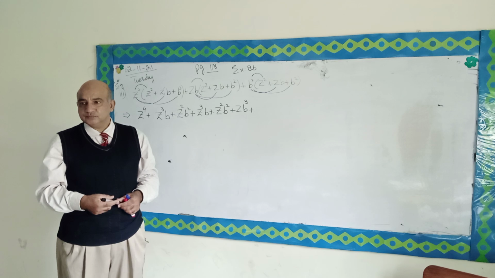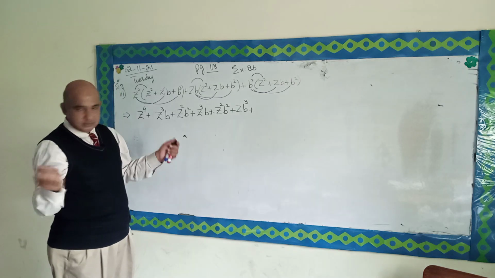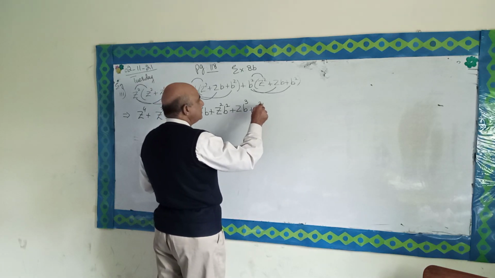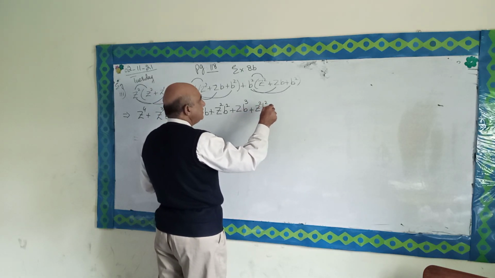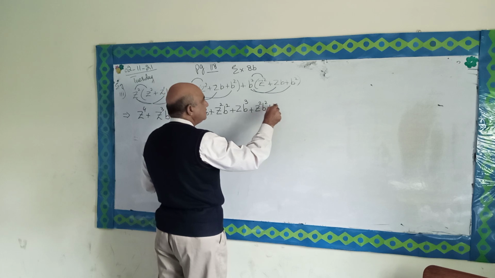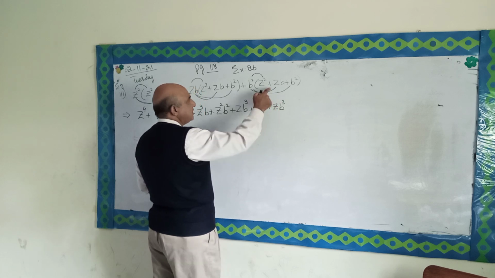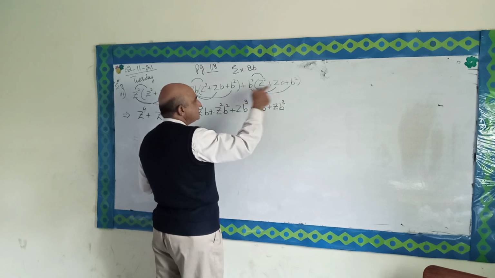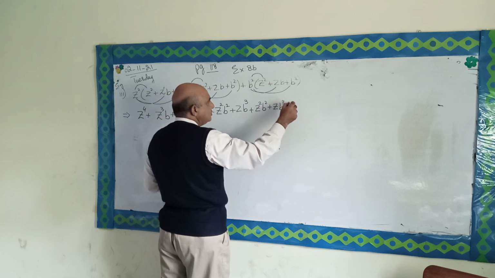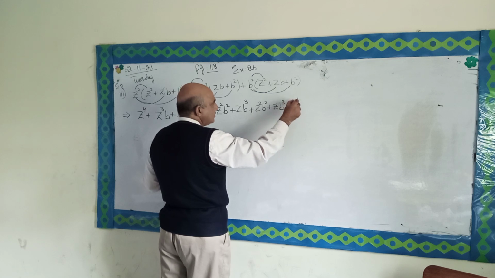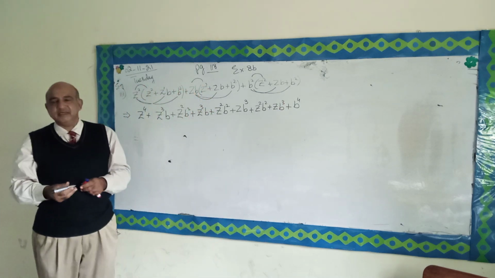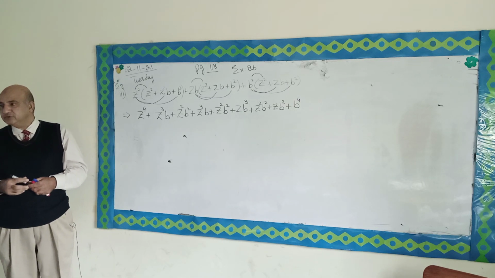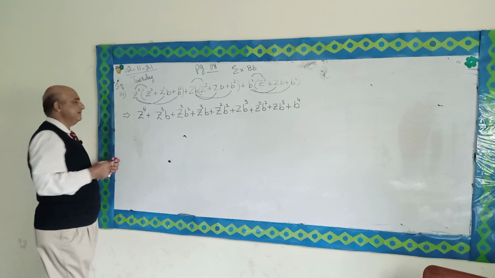Can you tell the answer? Z square b square. Plus z b cube, because when we multiply, z stays as it is. B square into b square is b power 4. Yes, plus b to the power 4. Have you understood, Ali? Yes, sir. Ishan, Zara, Zikra? Okay.